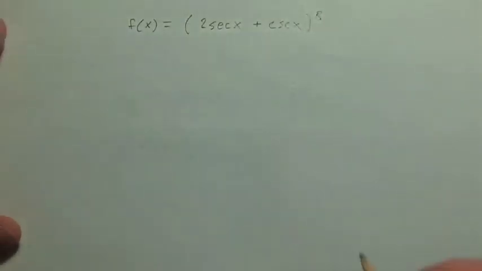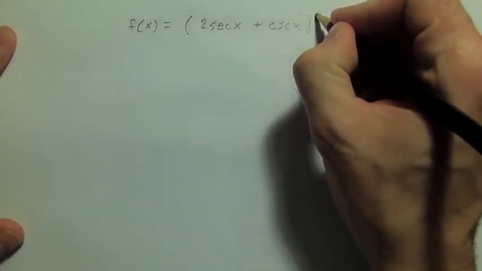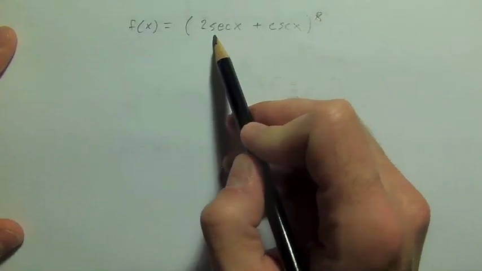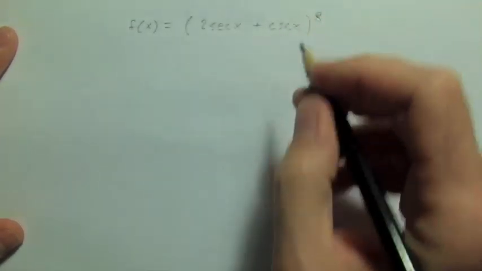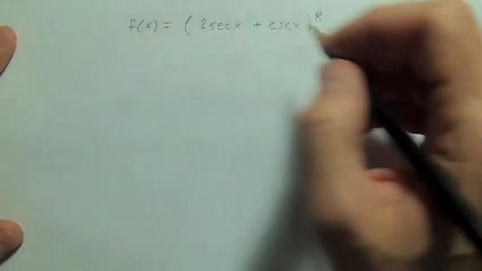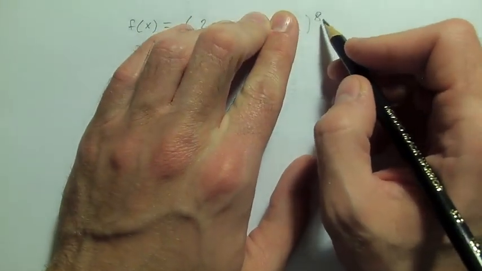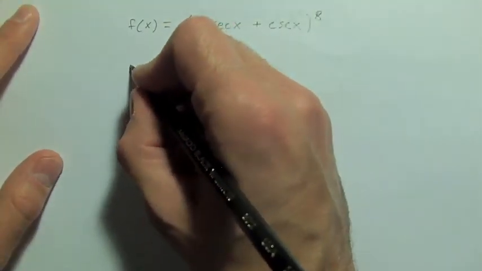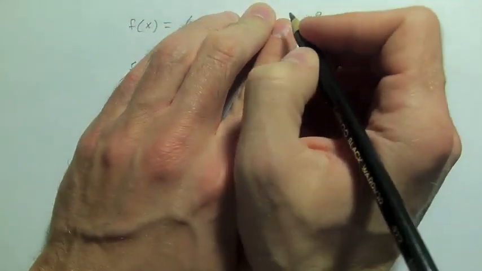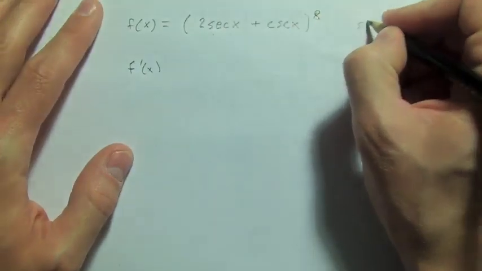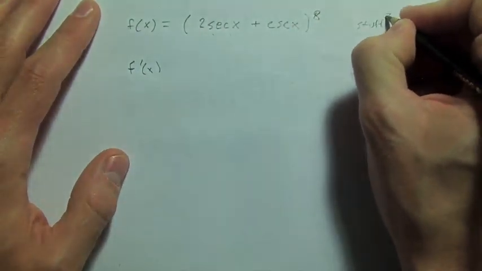All right, here we go. Let's say that we have f of x is equal to 2 secant x plus cosecant x all to the 8th. So this is stuff to the 8th. So I recommend just not even looking at what's on the inside here. It's just stuff to the 8th. That's what you're thinking of, stuff to the 8th.